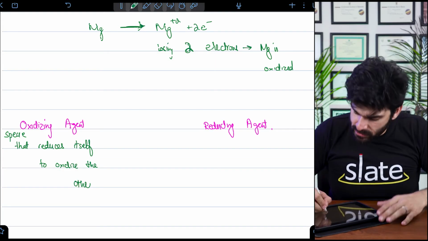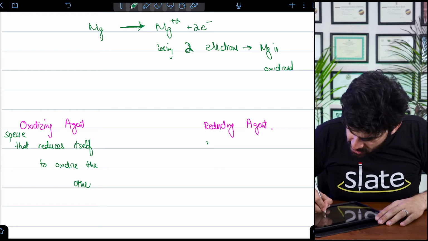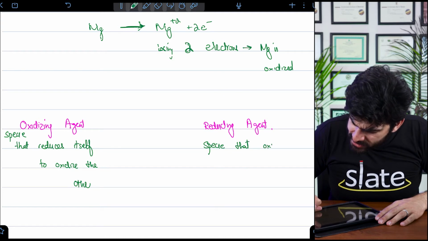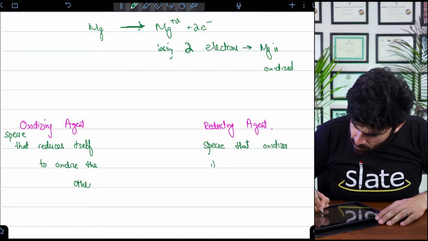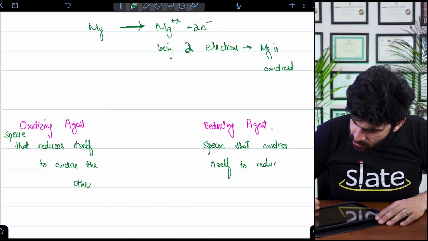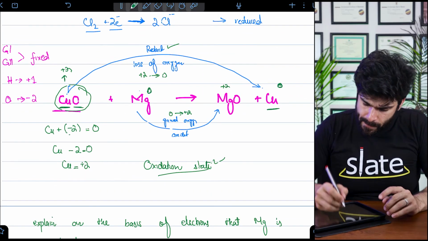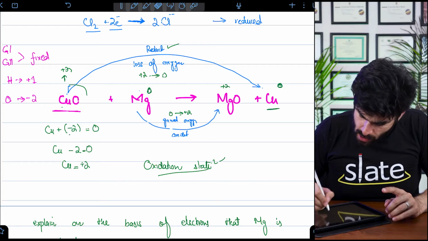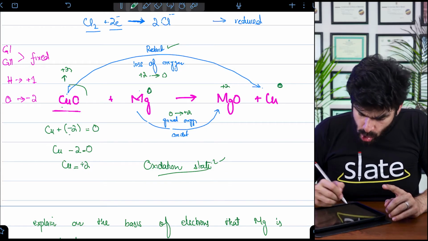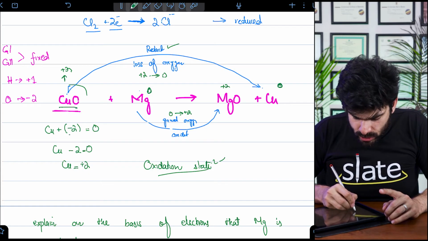Likewise, reducing agent. It is a species that oxidizes itself to reduce the other. Now let me show you. Here, why is copper getting oxidized, reduced?